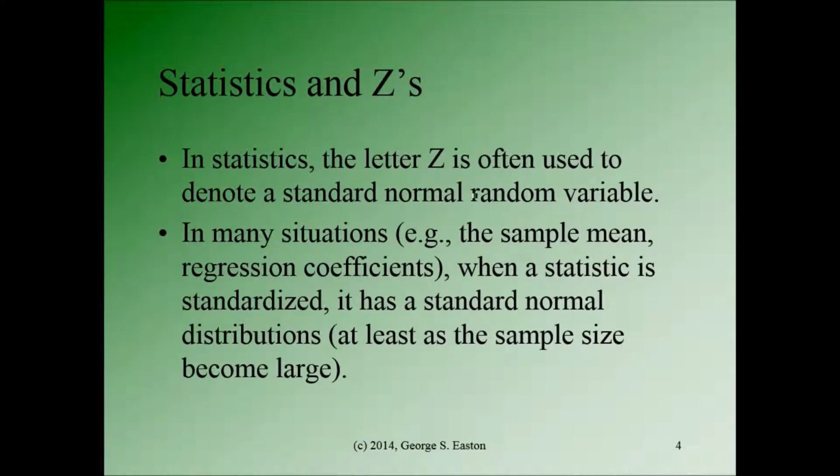So I'm now going to start discussing this idea of process Z's. In statistics, the letter Z is often used to denote a standard normal random variable. That's a normal random variable that has a mean of 0 and a standard deviation of 1. In many situations in statistics, some examples would include the sample mean, x-bar, and regression coefficients, when a statistic is standardized, it has a standard normal distribution, at least as the sample size begins to get large and the central limit theorem begins to take effect.